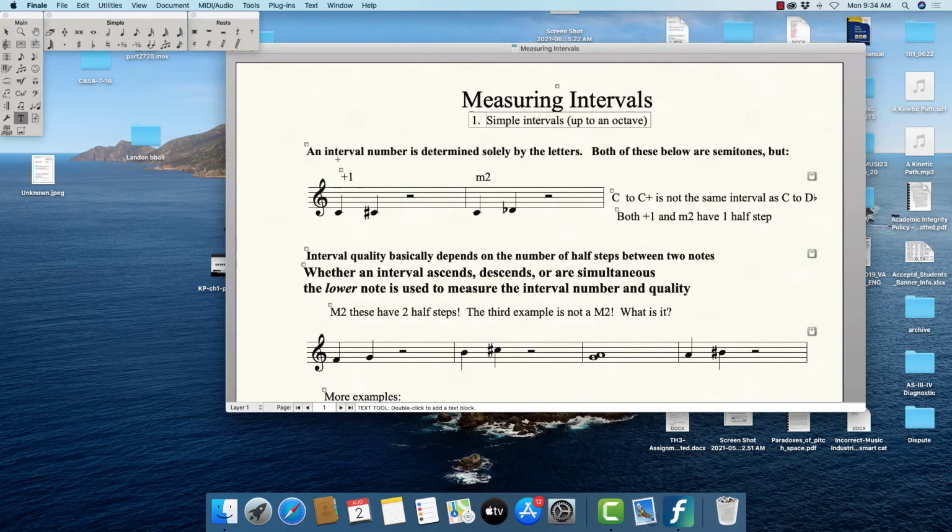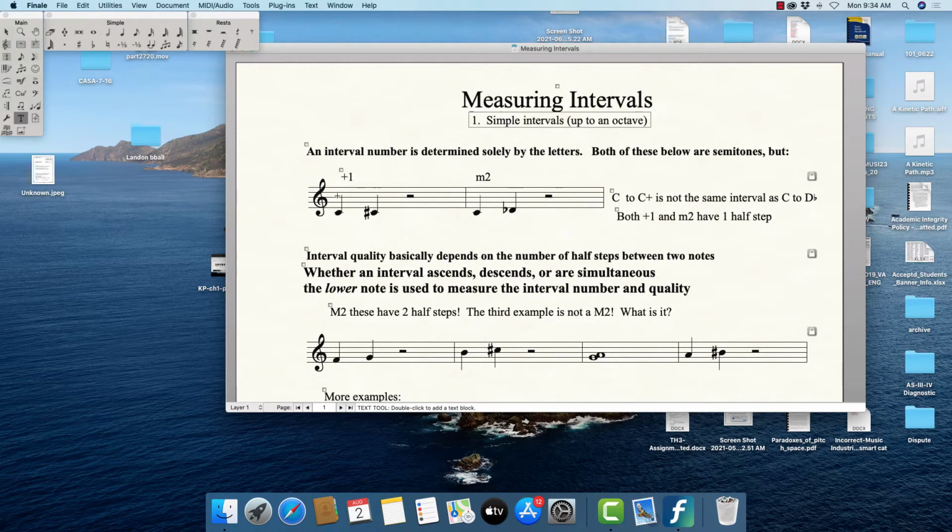There are also possibly what we call compound intervals. We'll discuss that in another session. And intervals have two parts. There's an interval number and there's an interval quality. Okay, and those are two different things. Any interval is basically determined only by the letters, the spelling of the two notes in question.